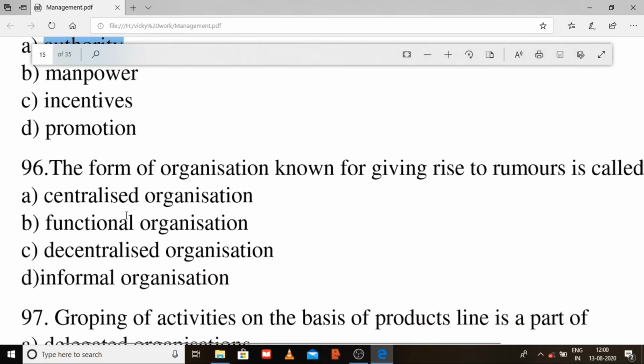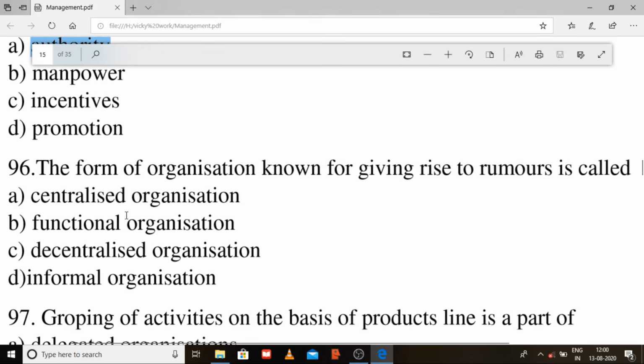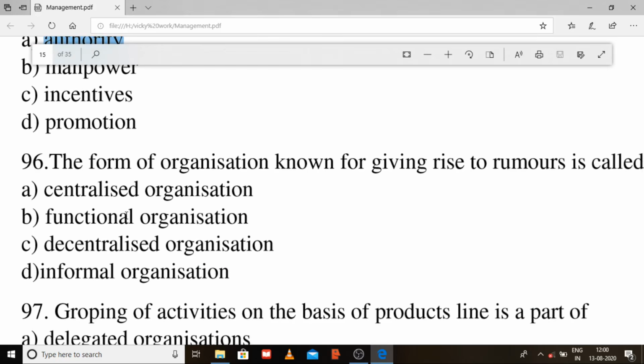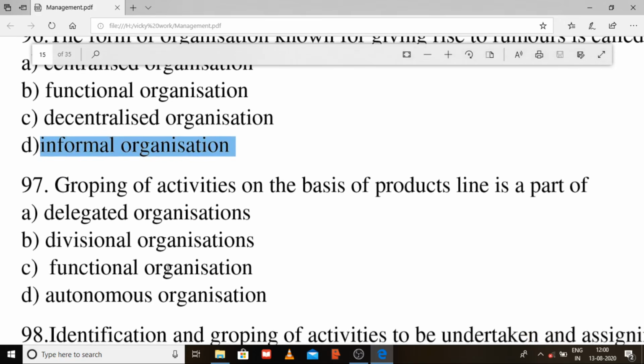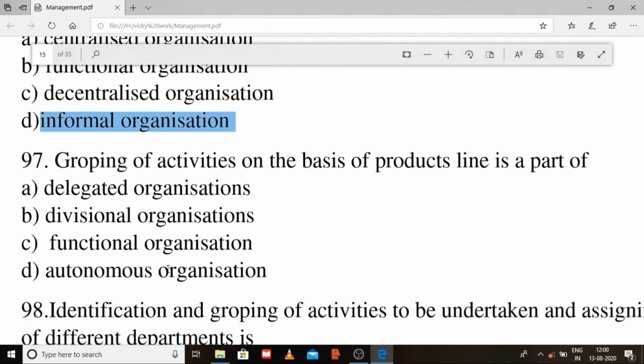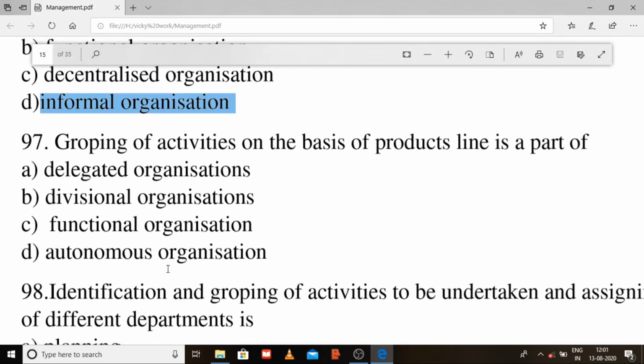Option A. 96. The form of organization known for giving rise to rumors is called. Again, informal organization. Option D is the answer. 97. Grouping of activities on the basis of products line is a part of divisional organization. Option B is the answer.